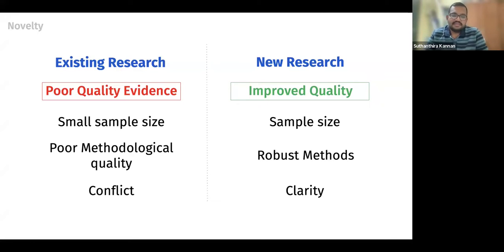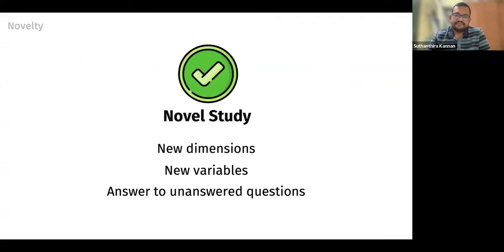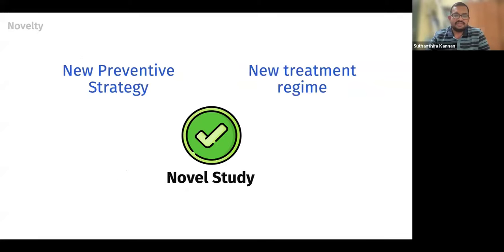They may have done it with a small sample size. You may increase the sample size. They may have done it with poor methodological quality. You can add some robust method to measure that. Or any conflict of interest may be there. You can get clarity on that. So a novel study means a new dimension, a new variable, some answer to unanswered questions, or a new preventive strategy or new treatment regime can be a novel study.